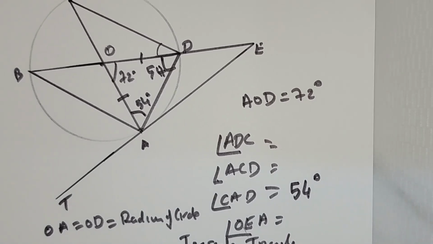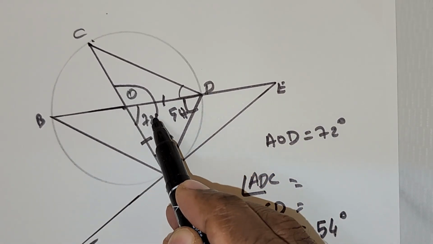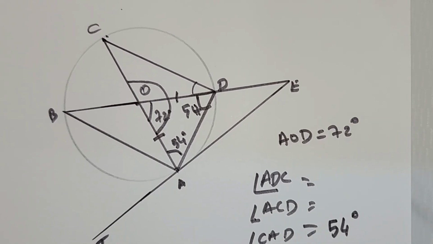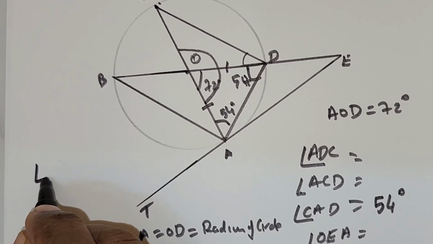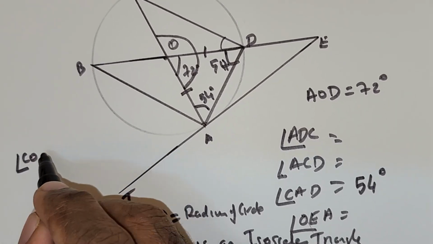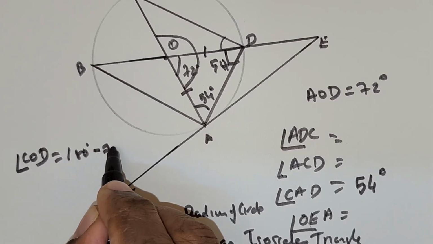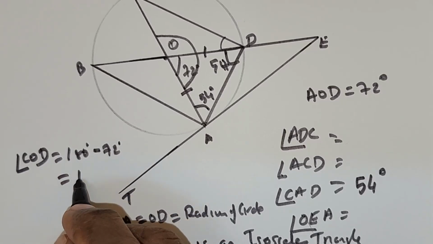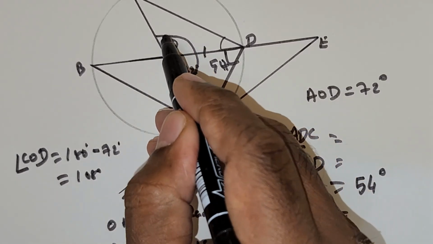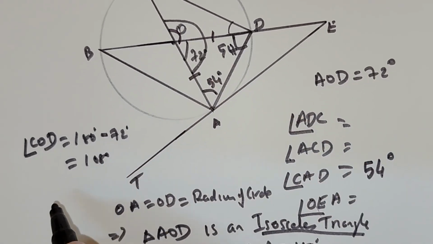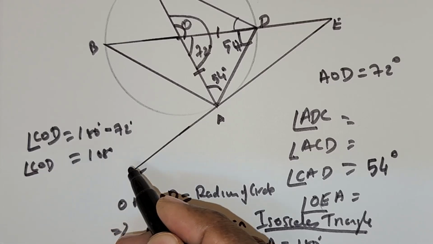Okay, now having got that, now watch here, this entire line is going to be 180 degrees. So I can actually get COD. So angle COD is going to be equal to 180 degrees minus 72, which is going to be 108 degrees. So this angle is going to be 108 degrees. So angle COD is 108 degrees.